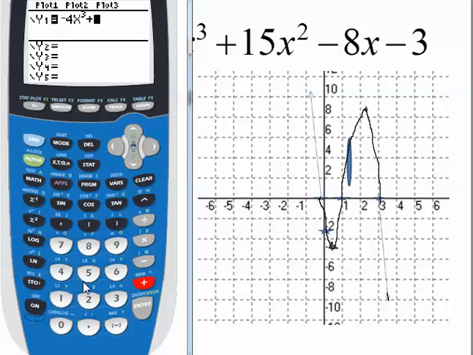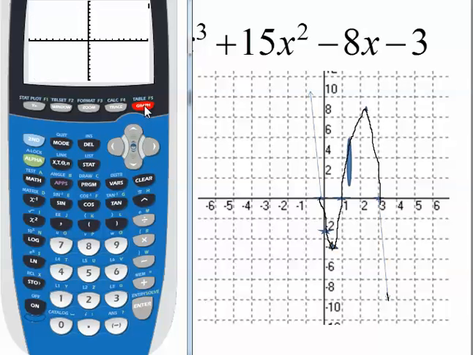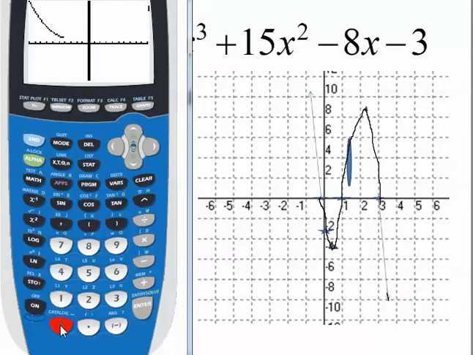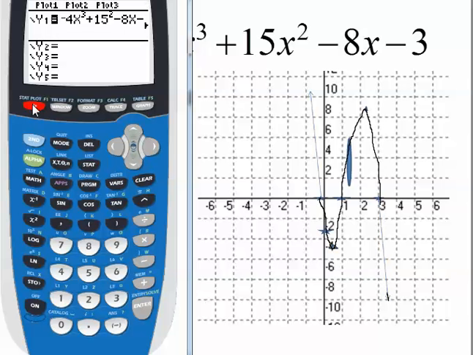Plus 15x squared minus 8x minus 3, and I graph that, and it graphs it out. You can't really see it on there, not a good graph. So what I'm going to do is press zoom 0 and have it graph it just like that. Doesn't seem right. Did I not put the equation in right?